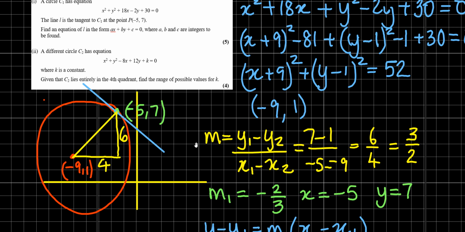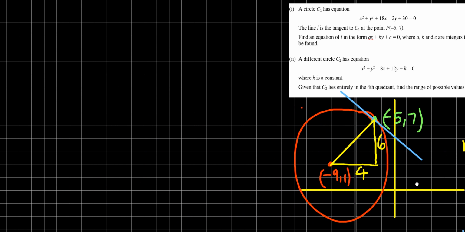Right, part 2. A different circle C2 has equation x squared plus y squared minus 8x plus 12y plus k equals 0, where k is a constant. Given that C2 lies entirely in the fourth quadrant, find the range of possible values for k.